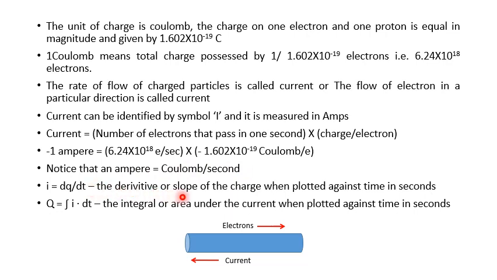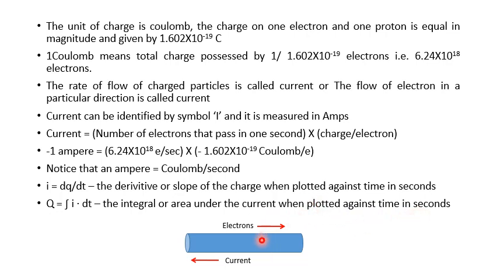Or you can define current as the derivative or slope of the charge when plotted against time in seconds. Current and charge are proportional to each other. If there is a charge, there will be a current. So here I define current as the rate of change of charge, that is dq by dt. If you define charge in terms of current, it is the integral of the current, the area under the current when plotted against time in seconds.